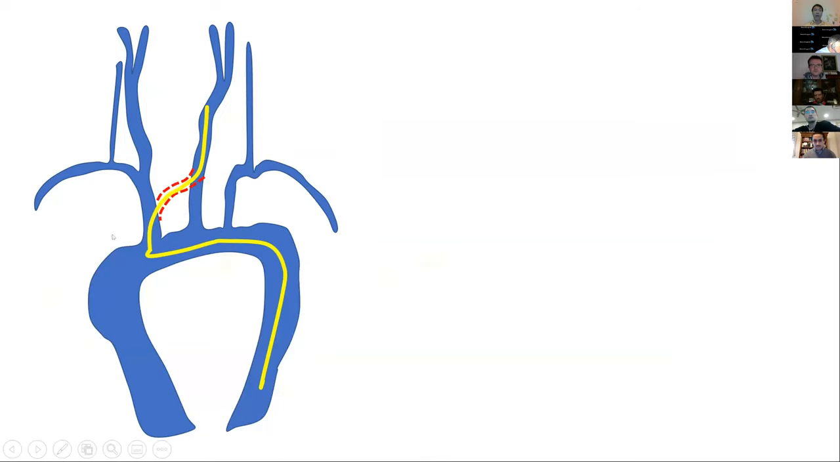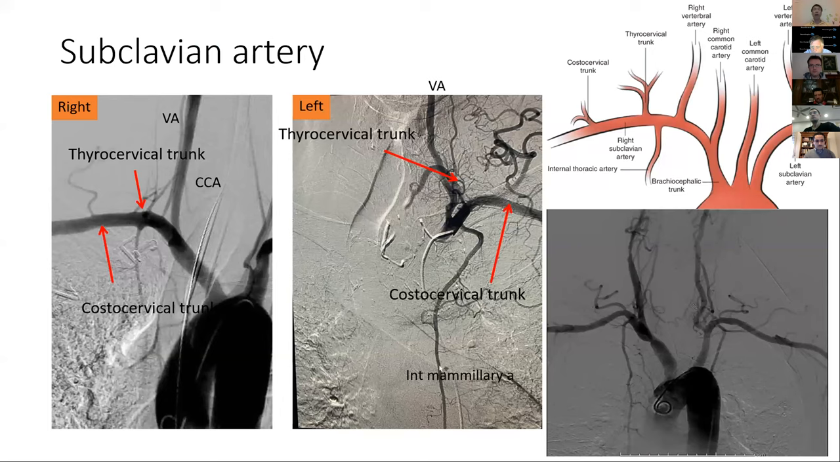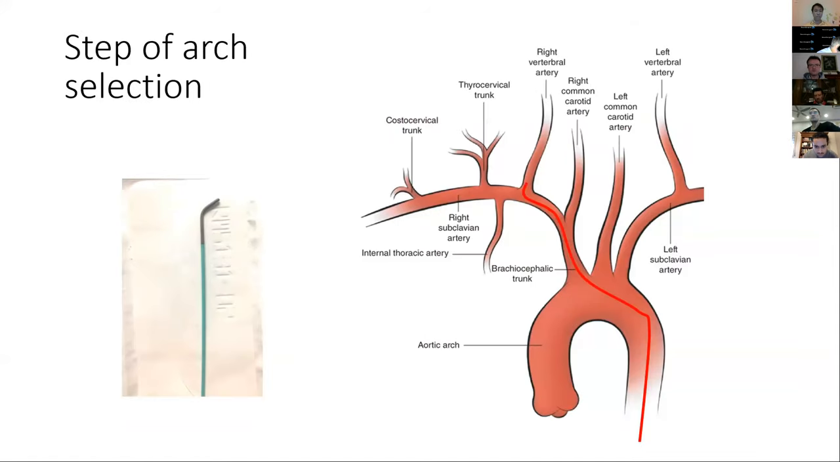This is the left common carotid artery arising from the right side. That means this is what we call the bovine arch. So we call for angiography when we perform the selection. The subclavian artery also has many branches that we should know, like the thyrocervical trunk and costocervical trunk, or this artery connects to the vertebral artery or internal carotid artery that I will mention later.